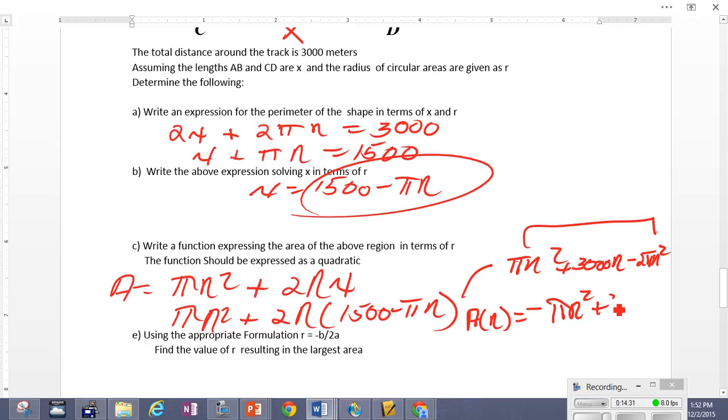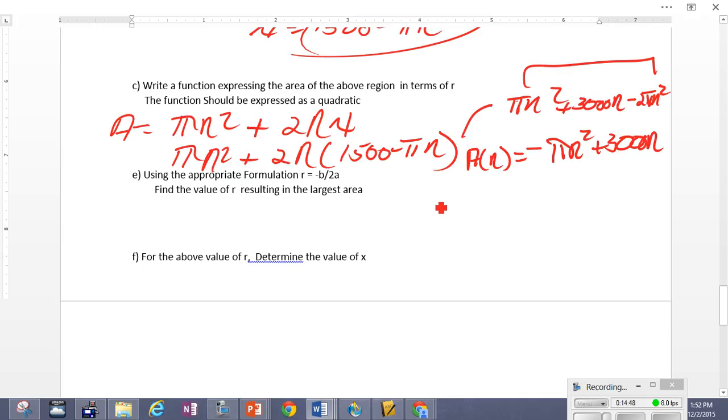plus 3,000 r. Of course, that is quadratic. Which means negative b over 2a is negative 3,000 over negative 2 pi, which brings this down to 1,500 over pi. Now, what is the value of x for that value of r? This is the value of r.